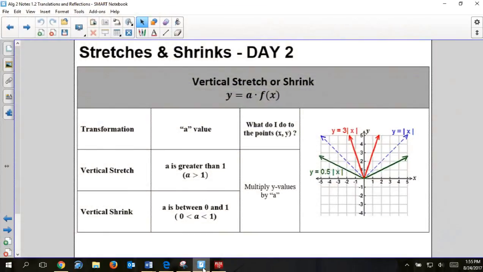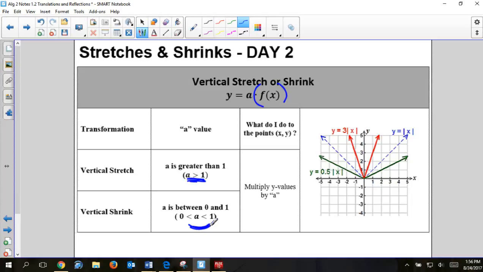So our vertical stretch or shrink, we've talked about this before. We have a number outside of parentheses, and it is multiplied by the function. A number outside of the parentheses means multiplied by the function. If that number is greater than 1, it is a stretch. That makes sense. If it's a big number, it's going to stretch it far. And if it is a shrink, that number is between 0 and 1.